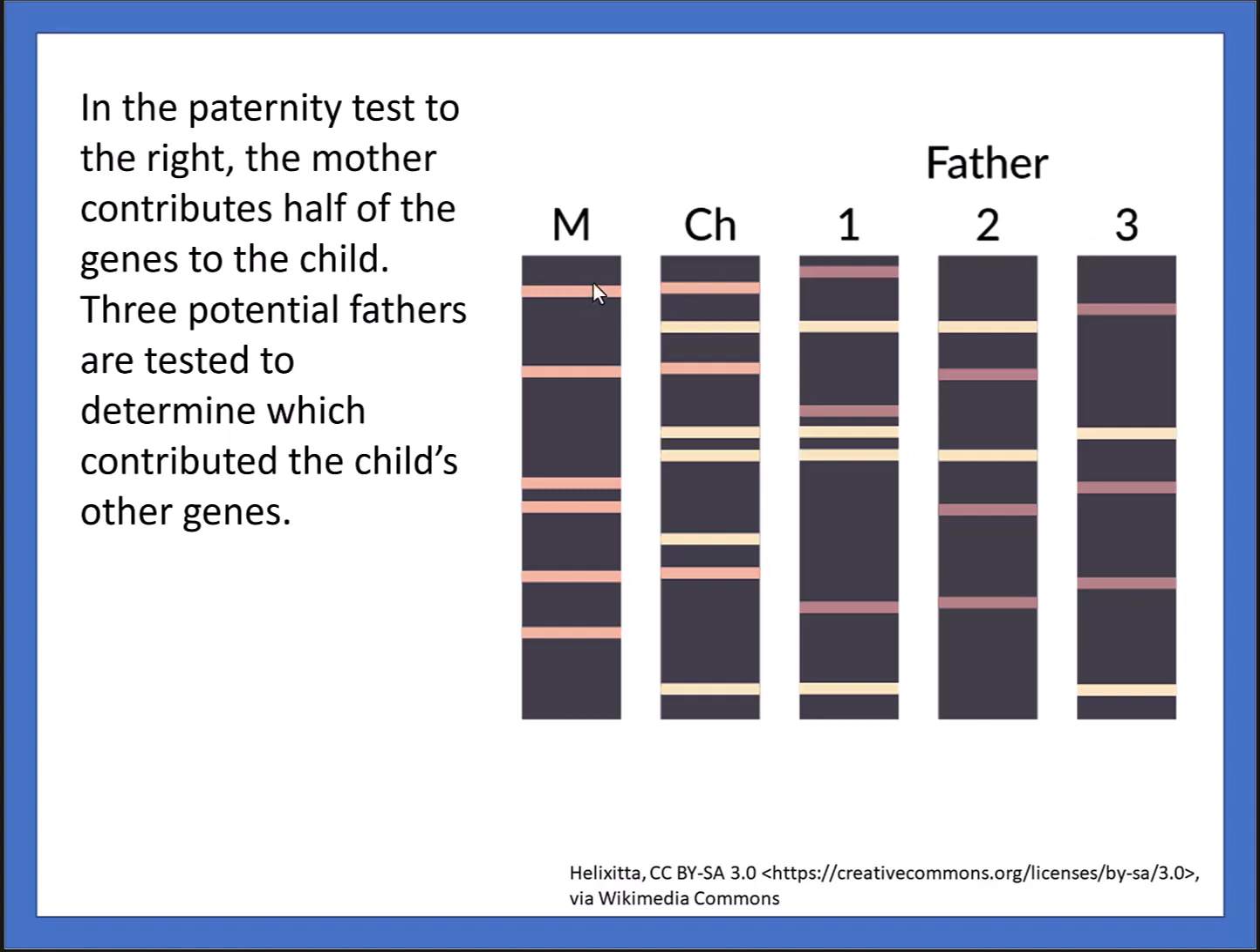This is obviously a simplified view of only a few genes, but the mother is donating these peach-colored genes to the child, some of them at least. She doesn't donate all of them. And then one of these fathers is donating the other genes. Here is a band that matches with individual 1 and 2. Here's a band that only matches with individual 1. And here's another band that matches with individual 1 and 3. So from that, we can determine that the father of this child is individual 1.